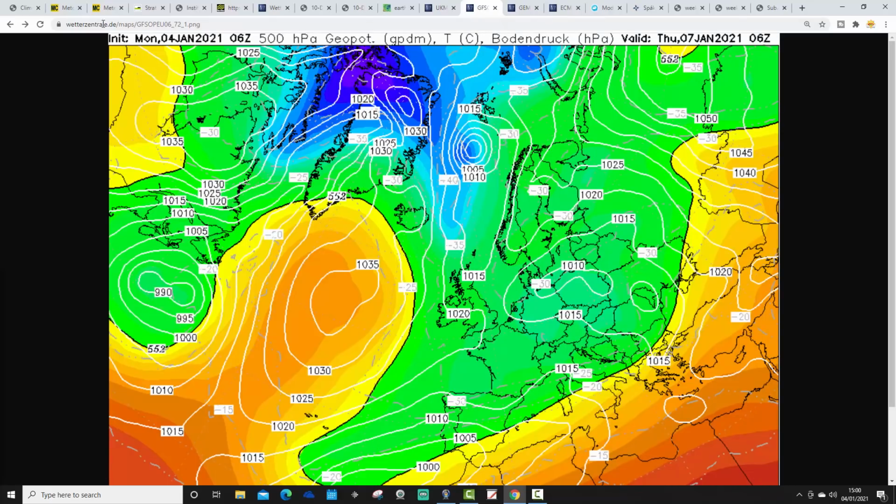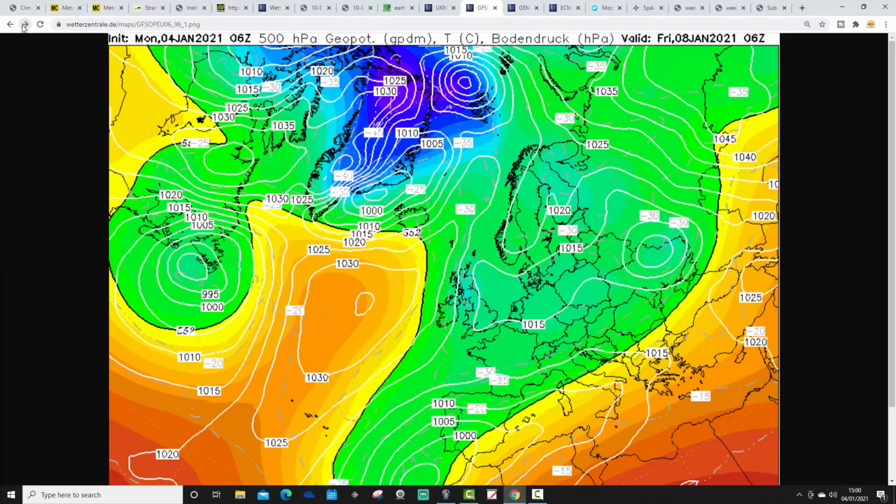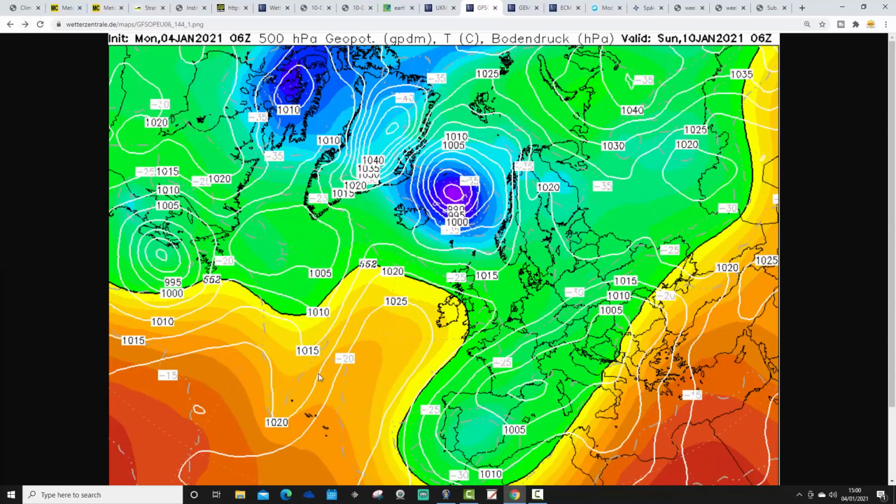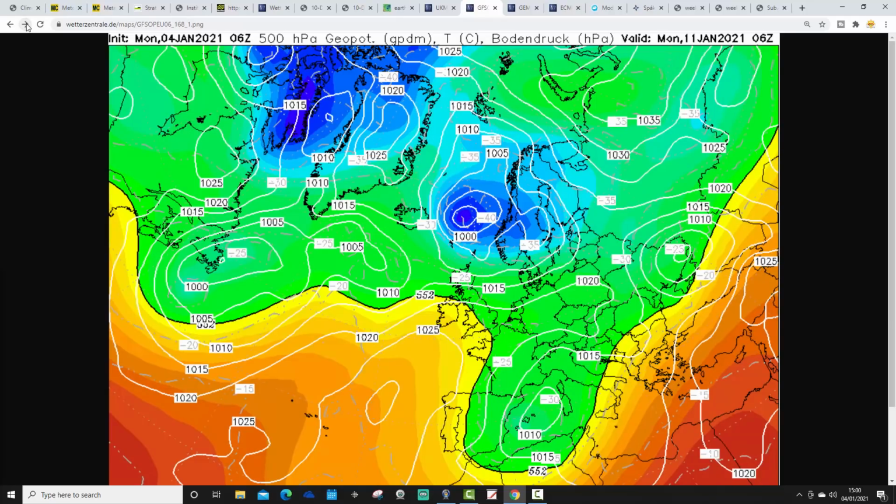GFS also has a wind in from the north on Thursday, so risk of rain, sleet, and snow for Friday as well. Then high pressure drops down into the country as we go through next weekend. It turns mainly dry, but it will be cold in that area of high pressure, and there could be more overnight frost as well.